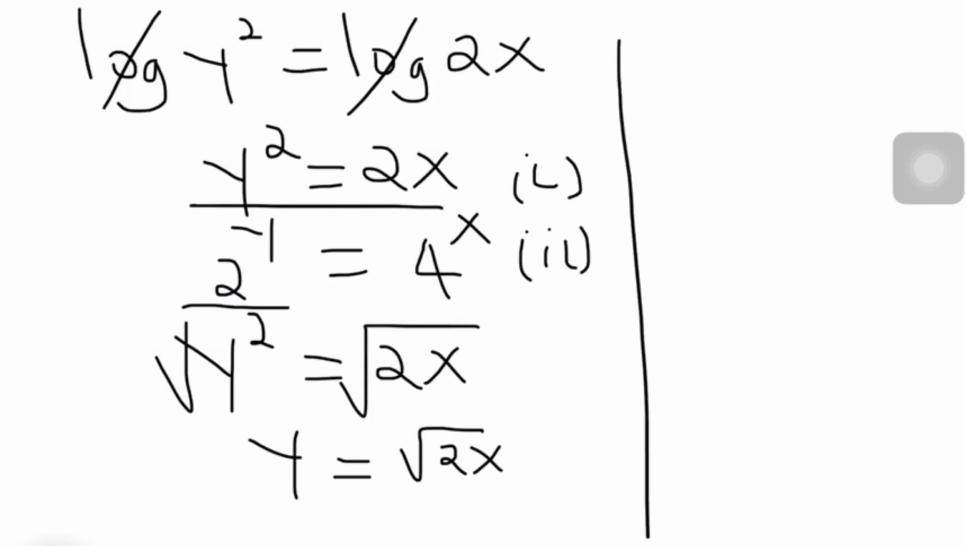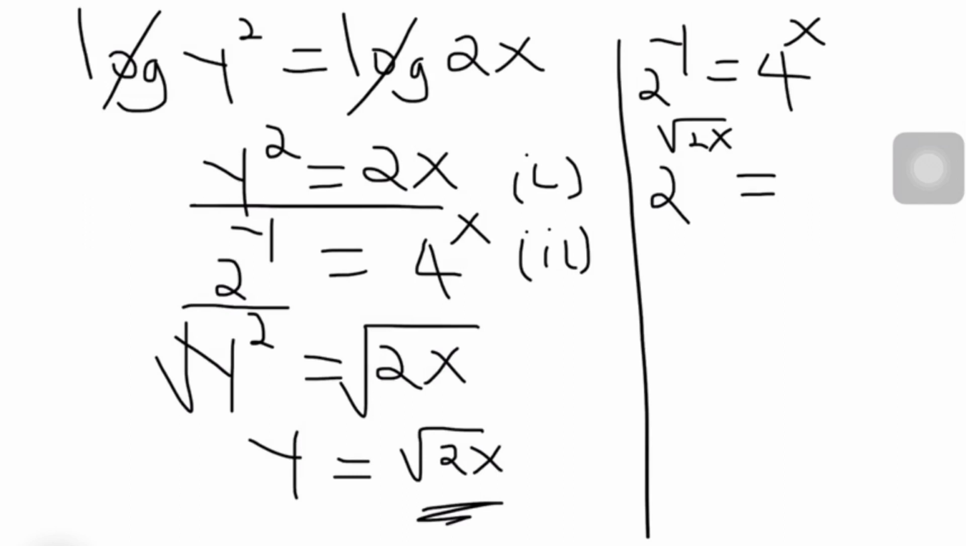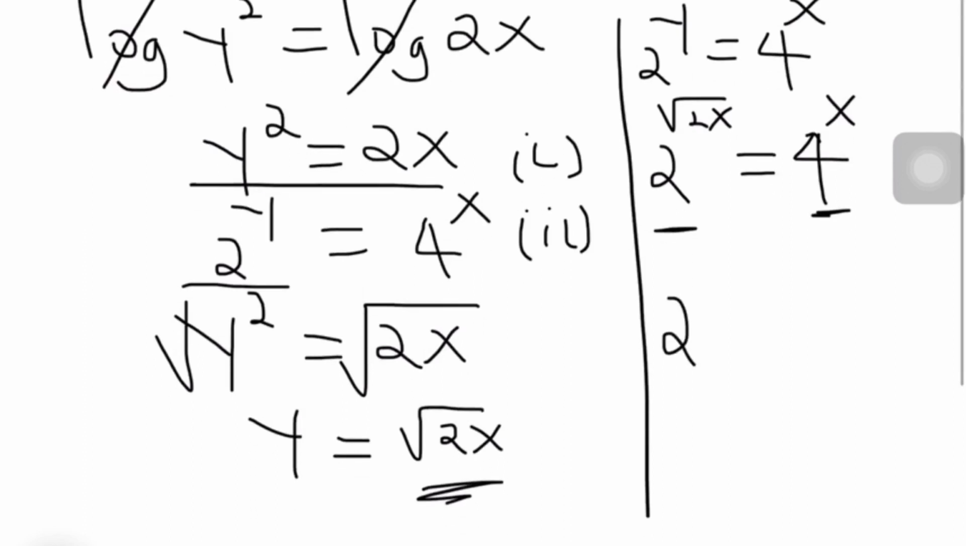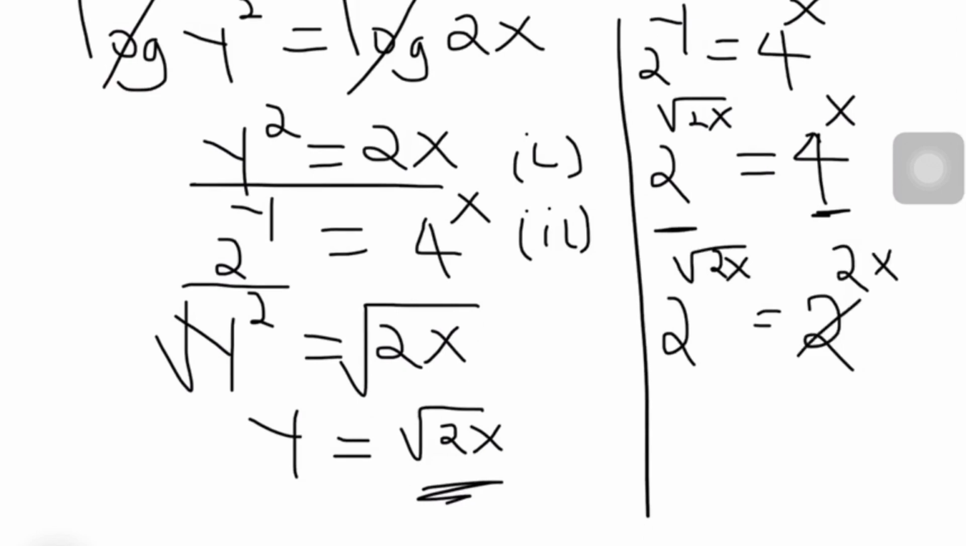So we'll have the second equation, 2 power y is equal to 4 power x, and y is root 2x. So we'll have 2 power root 2x is equal to 4 power x. We have a base 2, we have a 4 there, so we have to change this 4 to a base 2, and we'll have 2 power root 2x is equal to 2 power 2, 2 power 2 is the same as 4, and then we have our x there. The base 2 cancels, and we'll have root 2x is equal to 2x.